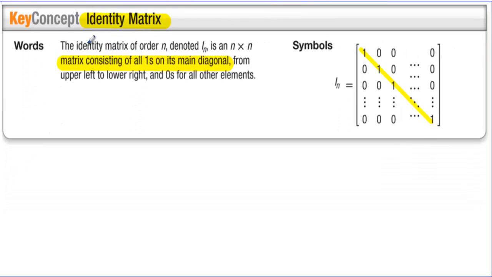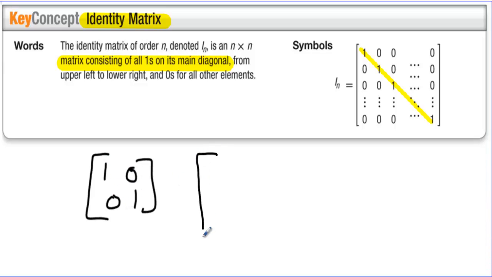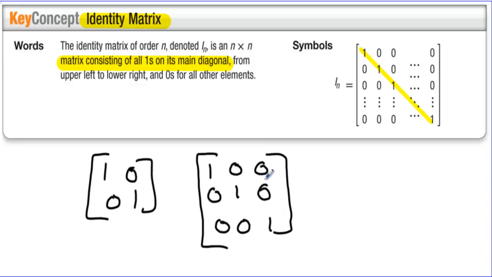The identity matrix. The identity matrix of order n, denoted I sub n, is an n by n matrix consisting of all ones on its main diagonal, from upper left to lower right, and zeros for all other elements. So we have an identity matrix, could be 1, 1, zeros here. We have ones on the main diagonal and zeros everywhere else. The identity matrix for a 3 by 3 would be 1, 0, 0, 0, 1, 0, and 0, 0, 1. On the main diagonal, we have all ones, and everybody else is a 0.